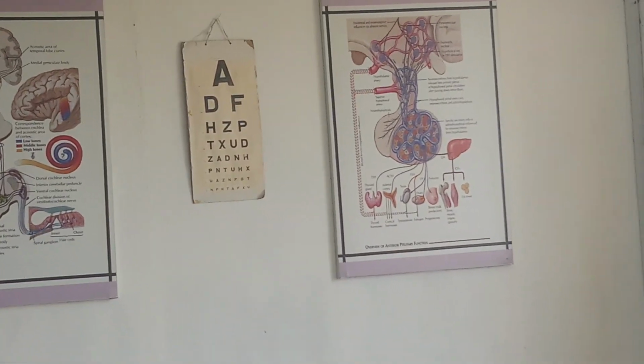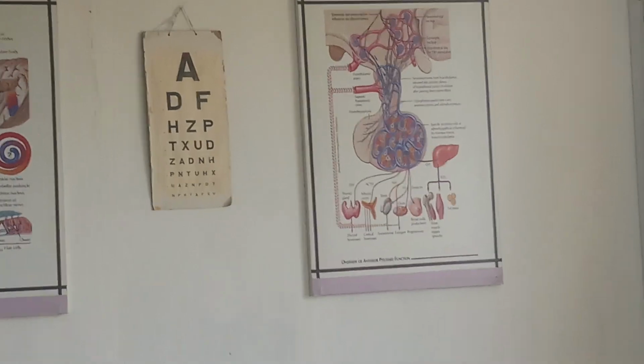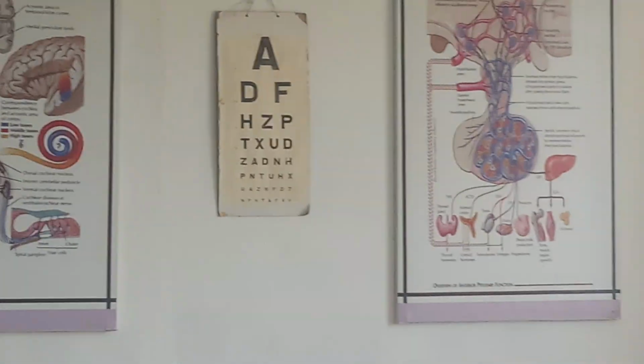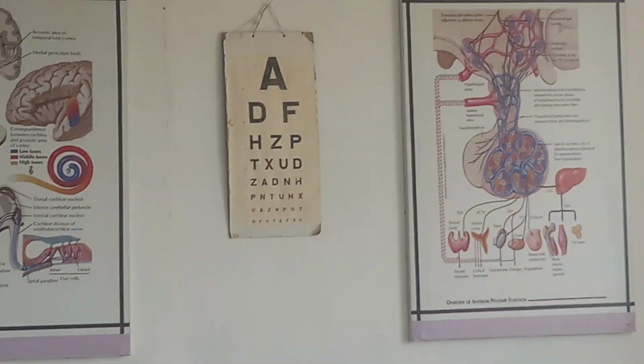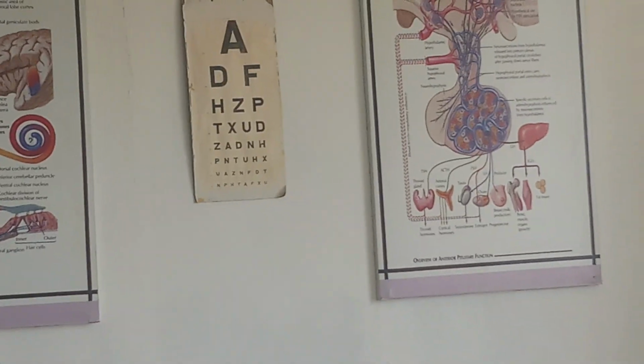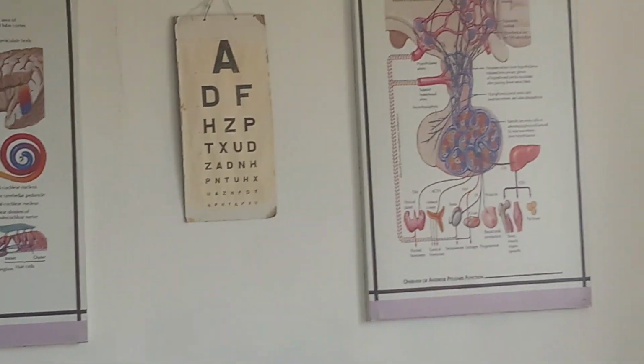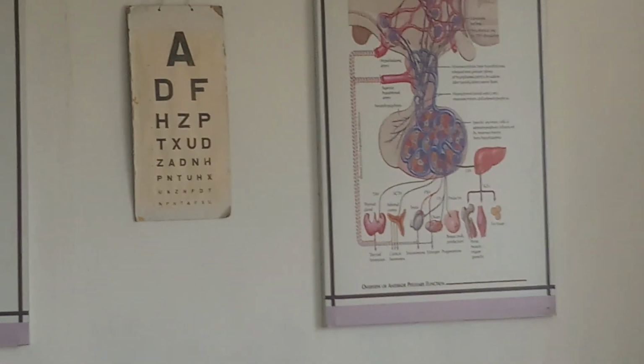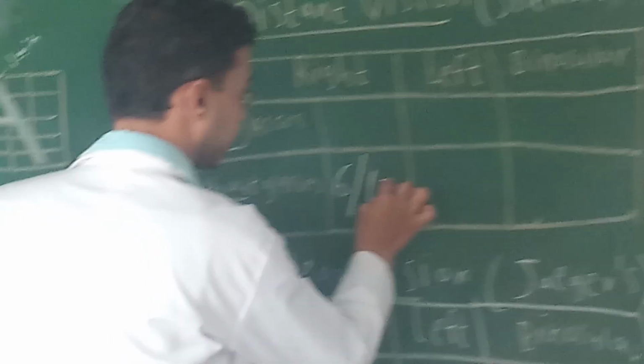Comfortably, which line can you read? Up to the third. T X U D, right? Okay. So the person can read T X U D. That is the fourth line. So that means the person's vision is 18. Okay, 6 by 18. So the right eye vision is 6 by 18.